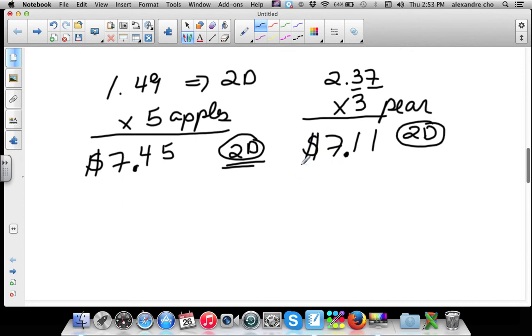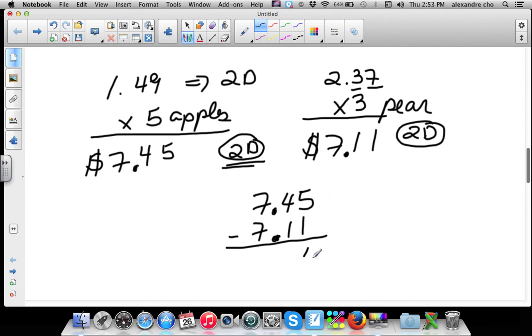Now, which costs more? The apples, and by how much? Well, to find out how much more the apples were, you're going to obviously subtract over here. Line up your decimals. Oops, line up your decimals. Okay, subtract. You're lining up your decimals, so you're subtracting same place value with same place value.